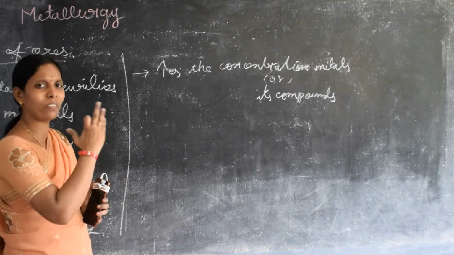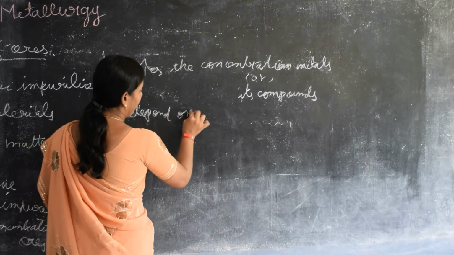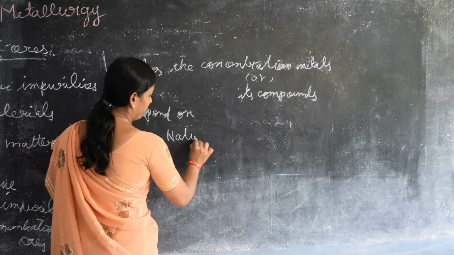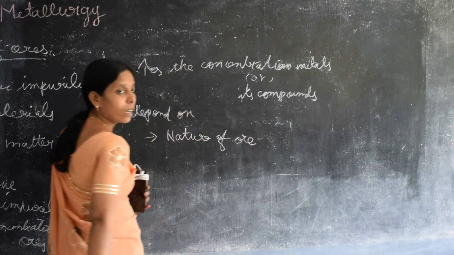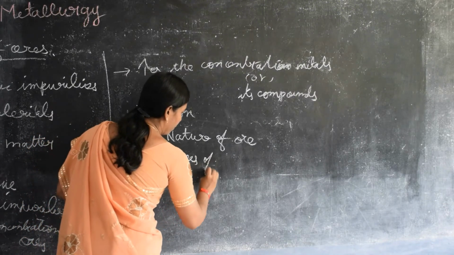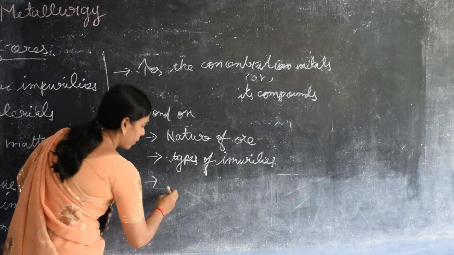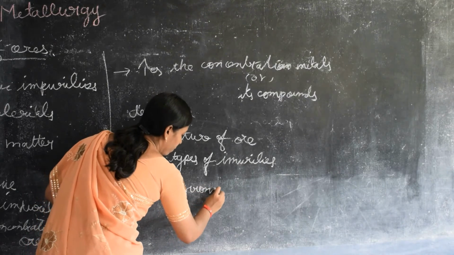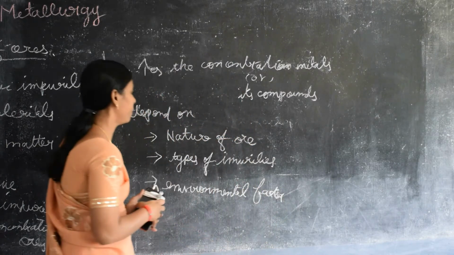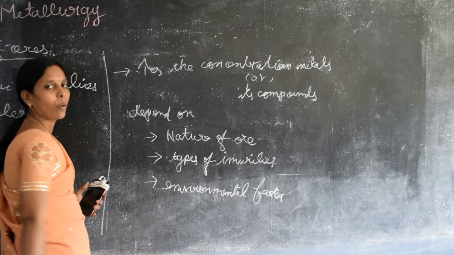How to choose the process? The choice depends on three factors. One is nature of ore, and types of impurities, and environmental factor. So the choice of the method will depend on the nature of the ores, types of impurities and environmental factor.